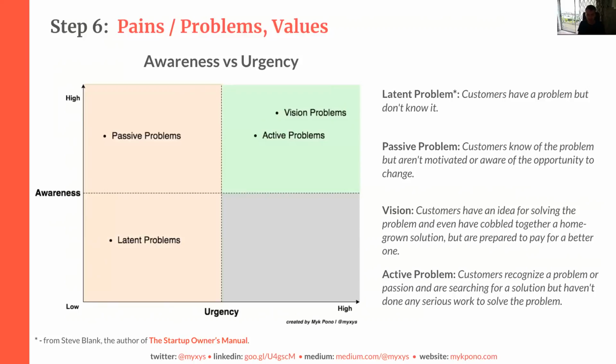And the ideal situation for you is when you have an active problem that customers recognize: oh my God, this is a pain for me, I really need to solve this problem. And they're actively looking for solutions, so they're in the buying stage, the evaluating stage. Your ideal customer profile should be somewhere around high awareness and high urgency, because that means they're aware the problem exists and they're actually willing to take steps to solve it.